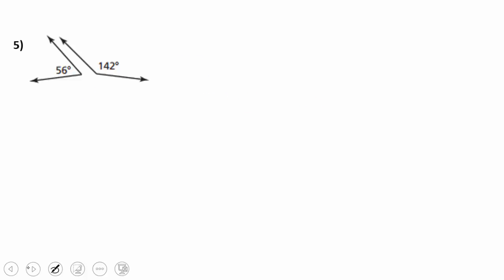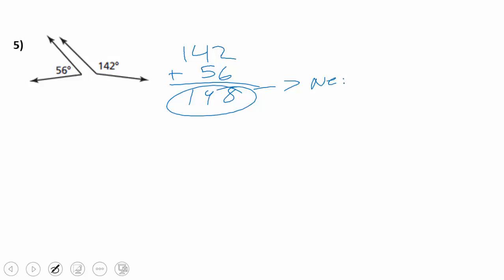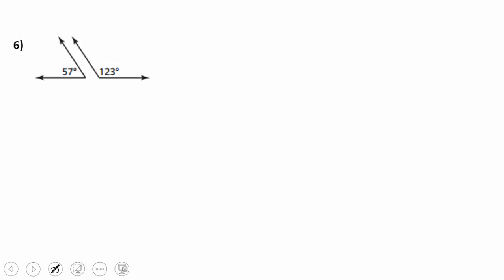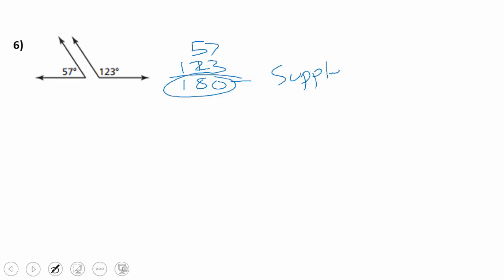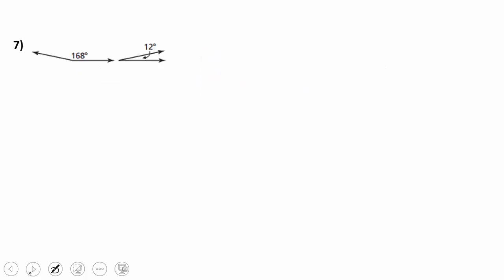Moving right along to example number 5. 56 and 142. Once again, as soon as I see that 142, I already know there's no way they can be complementary. So 6 and 2, that's 8. 9, 198, nothing. Neither. Moving right along, 57 and 123. That's 180. Easy stuff, complementary and supplementary.